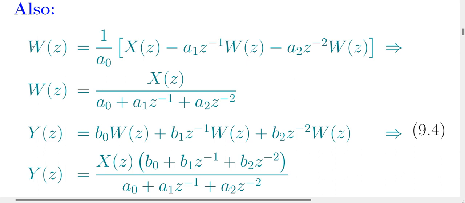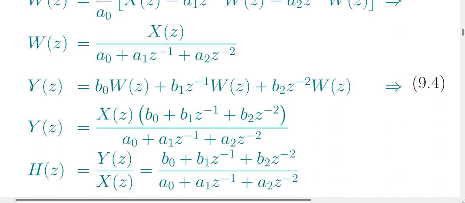Therefore, W(z) will be equal to 1 over a0 times X(z) minus a1 z^-1 W(z) minus a2 z^-2 W(z). So we will have W(z) being equal to X(z) over a0 plus a1 z^-1 plus a2 z^-2.